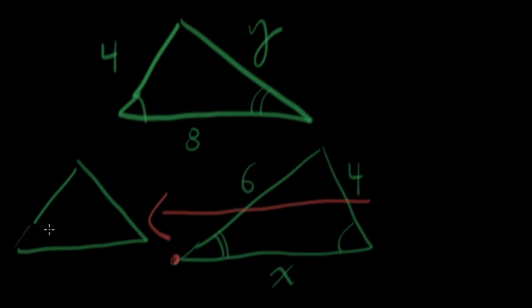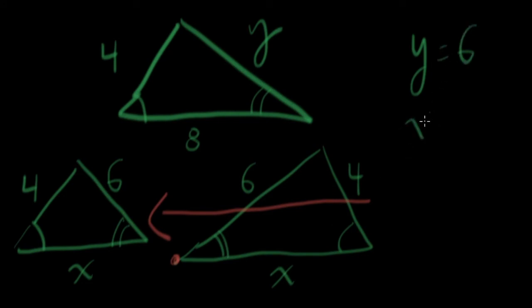if I went and did that, then this would be the double, this would be the single, and then over here would be the 4. Over here would be the 6, and this would be the x. So what would everything be? So y would equal the 6, and x would equal the 8.